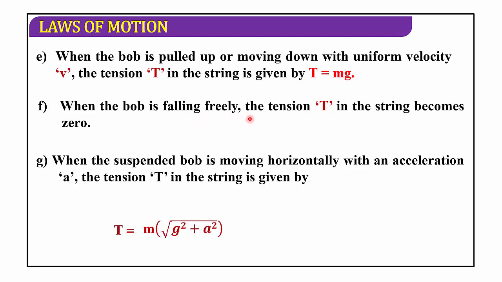Next point, when the bob is falling freely, the tension T in the string becomes 0. When the bob is freely falling, when it is not in contact with the string, tension becomes 0. The next point, when the suspended bob is moving horizontally with acceleration a, the tension T in the string is given by the equation T equals m into square root of g squared plus a squared. Remember, we can use this equation only when the bob is oscillating or moving horizontally.